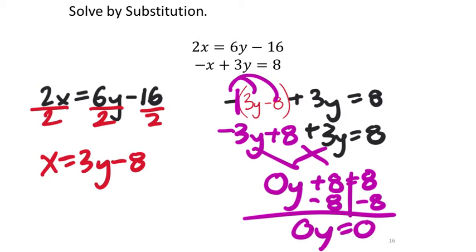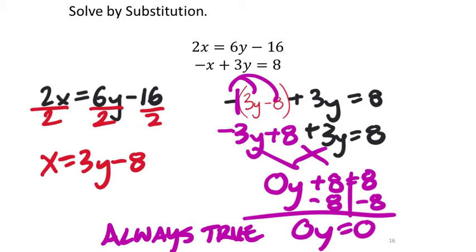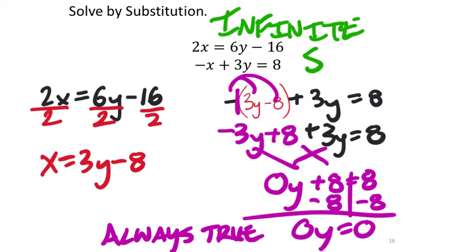Now, at this point, we don't really need to go any further because I know right now that anything times 0 is 0. So this one, I like to just say that it's always true. In the past, we've seen that as infinite solutions, which is the case, right? And that actually finishes this one out. Infinite solutions.